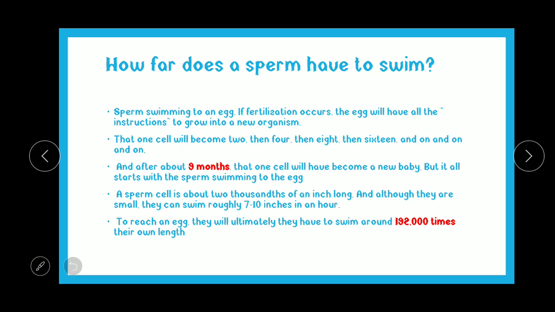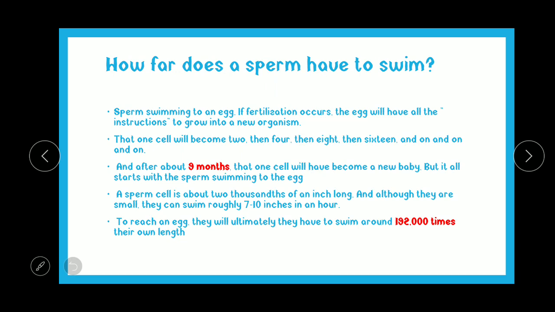A sperm has four functions: to swim towards the ovum, to meet the ovum, to fuse with the ovum, and to provide the haploid set of chromosomes, that is the paternal chromosomes, to the ovum. So it must swim towards the egg, and if fertilization occurs, then the egg will have the instruction to grow into a new organism. The haploid set of paternal chromosomes supplied by the sperm acts as the instruction to develop into a new offspring. So the sperm must fuse with the ovum.